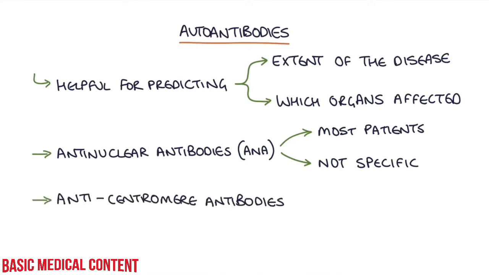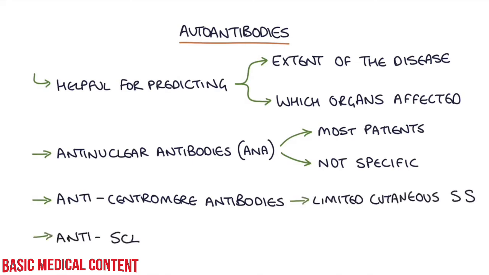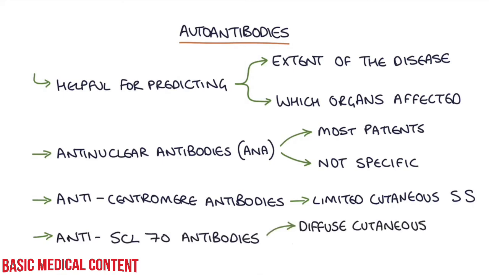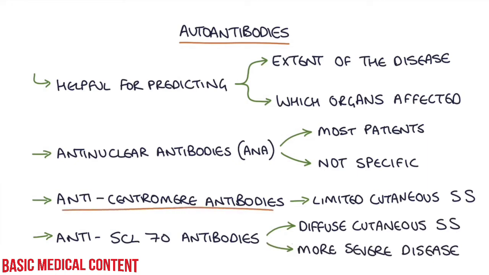Anti-centromere antibodies are the most associated with limited cutaneous systemic sclerosis, and anti-SCL70 antibodies are most associated with diffuse cutaneous systemic sclerosis. They're also associated with more severe disease. So the two to really remember for systemic sclerosis are anti-centromere antibodies and anti-SCL70 antibodies.